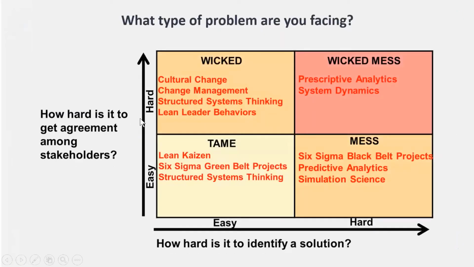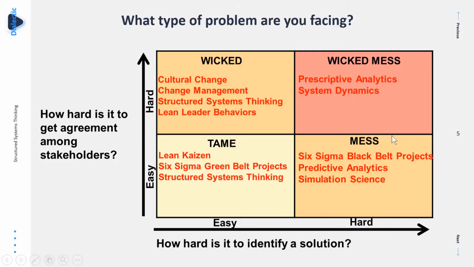So this is just a quick snapshot. Tame problems are where your Lean Kaizen, your Six Sigma green belts, and maybe some structured systems thinking come in. But as you get into wicked problems, this is more where you're trying to get everyone to sing from the same sheet of music, or to read from the same page. So things like cultural change, change management techniques, and structured systems thinking based on collaboration, mental models, and understanding the personas and how they differ, those structured systems thinking tools, lean leader behaviors. These are all tools designed to reconcile those differences between groups.